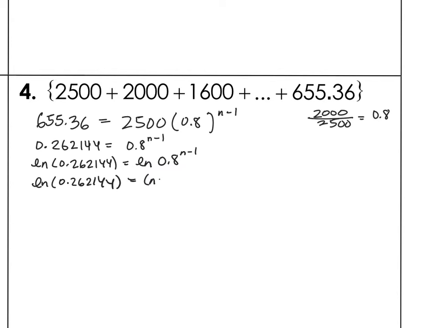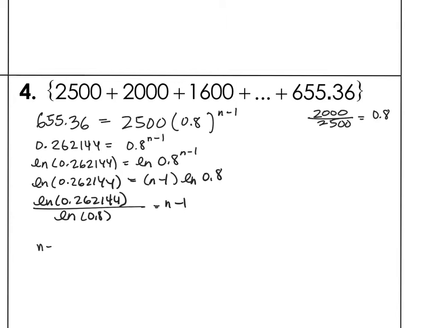And then that means we can bring that exponent down, if you remember that property. So this would be n minus 1 times the natural log of 0.8. And now to get n by itself, I can divide by the natural log of 0.8 on both sides. And that's equal to n minus 1. So n would be equal to all of that plus 1. And that turns out to be 7. Okay, so now that I know that there are 7 terms in this sequence, I can use my formula.